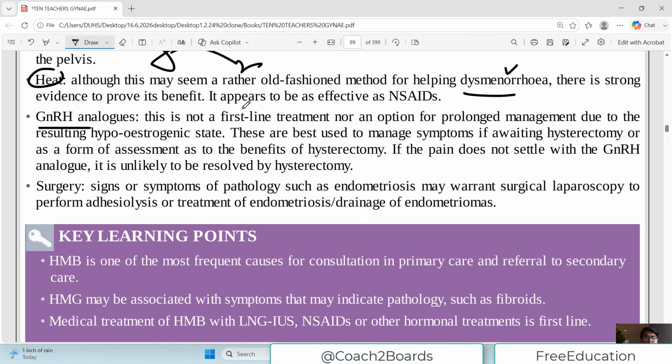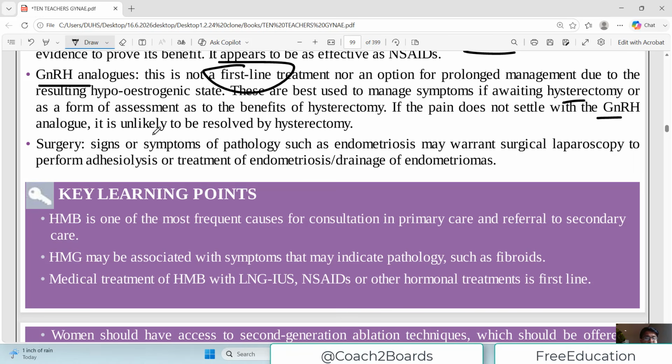GnRH analogs are not the first-line treatment, remember, but may be an option for patients who are awaiting further management such as hysterectomy, right? If the pain does not settle with a GnRH analog, it is unlikely to be resolved by hysterectomy. That's the bottom line. So if somebody is waiting for the uterus to be removed, for example, because of some serious pathology, we try them with GnRH. If that doesn't work, hysterectomy perhaps is not the choice.